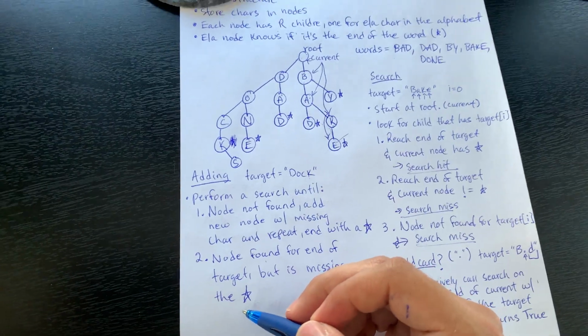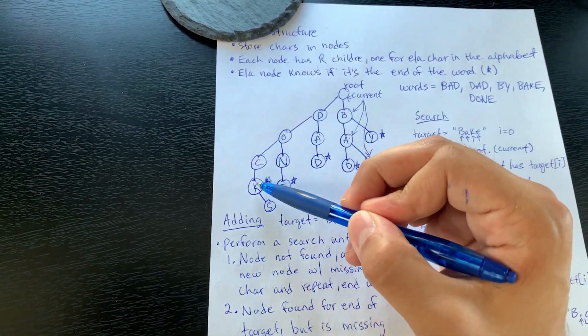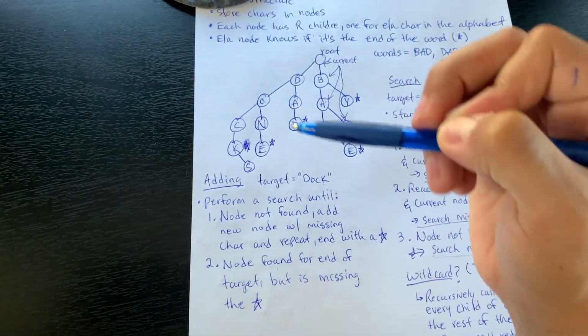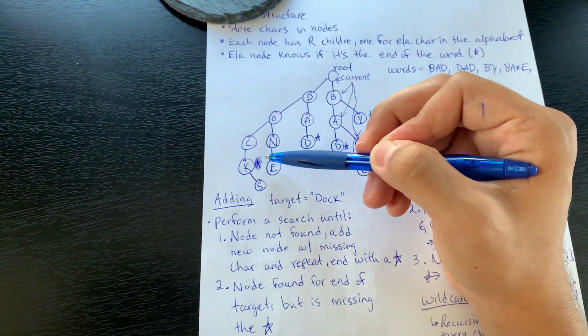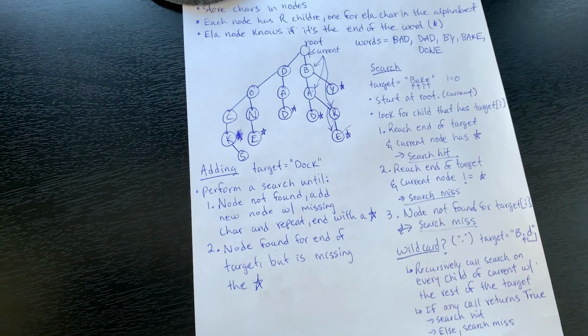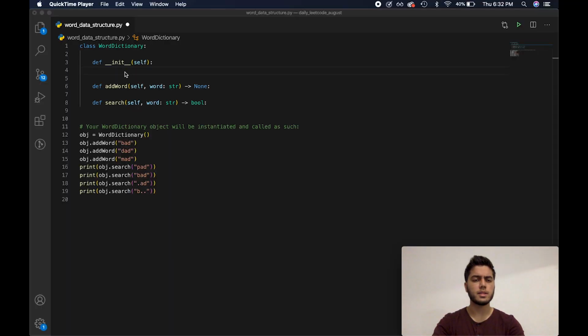So in both cases, we'll have successfully added the word because in case number 1, we add new nodes and mark the last node with a star representing end of word. In the second case, if we already have the node there, we'll just put a star or end of word boolean to mark that this is the end of the word. So if this sounds a little bit too abstract, let's just get to the code and see what it looks like from there. Let's start with the init function.